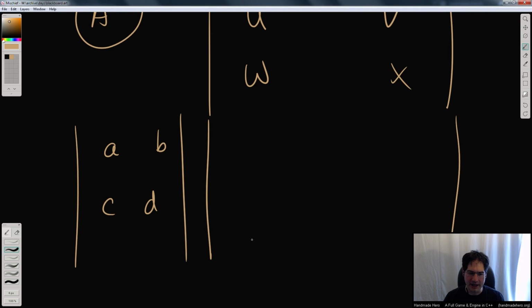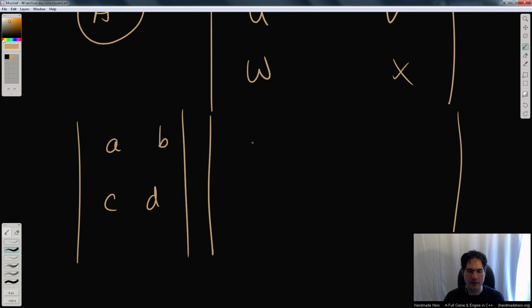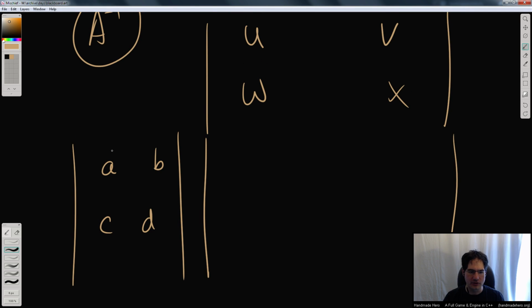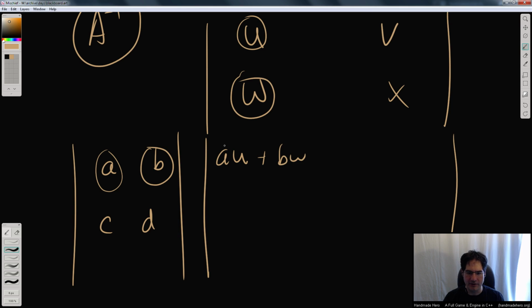When you do that multiplication, you can really just do it mechanically. When you want to solve for one of the terms, you know you're going to have a 2 by 2. When you want to know what that term is, you just read it off. You take the terms, right? AU plus BW, right? That's my first term. Just that straight dot product, exactly how I would do it.